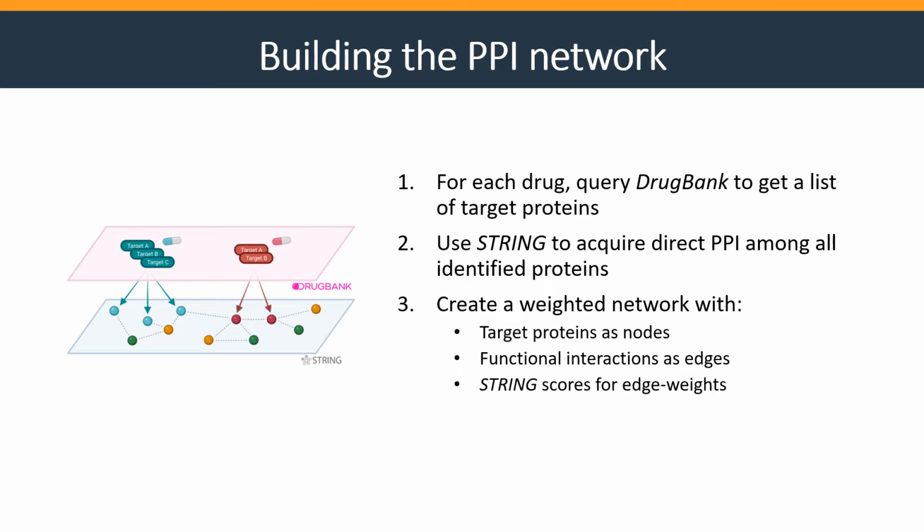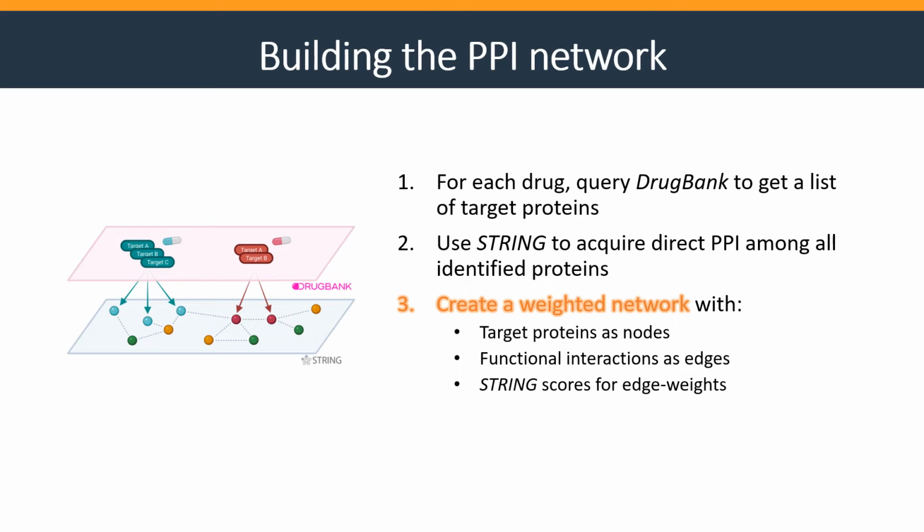And the first step is building our protein-protein interaction network. Here we start with DrugBank in order to get a list of target proteins for each drug. And at this step we do not differentiate between proteins that show pharmacological action or not. Instead, we acquire proteins that each drug binds to. Then as we collect all those proteins together, we use STRING in order to acquire all the direct protein-protein interactions between them.